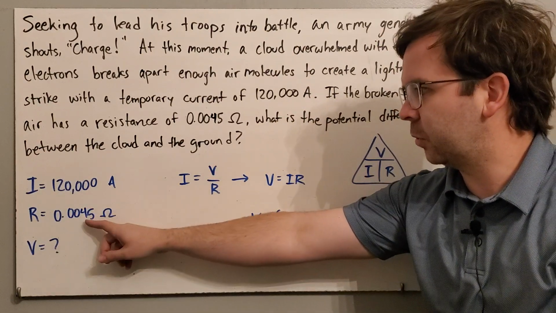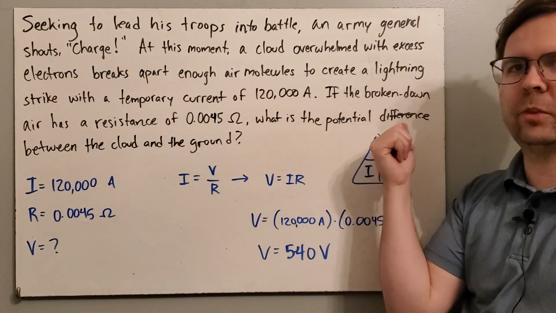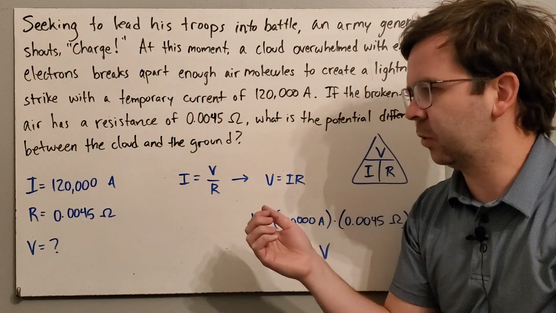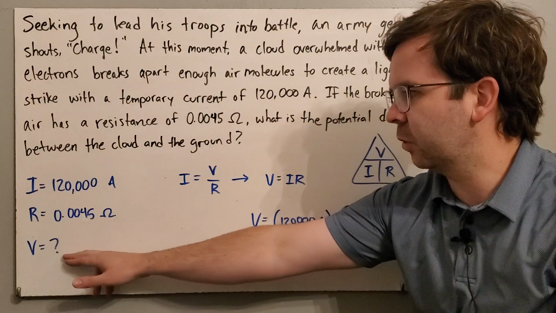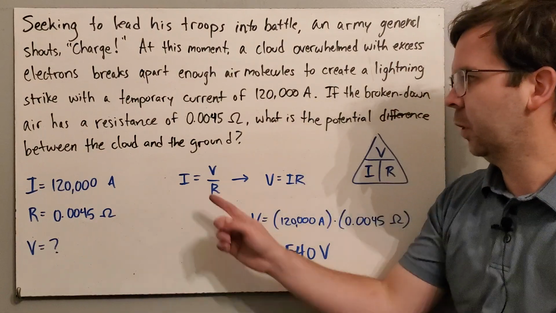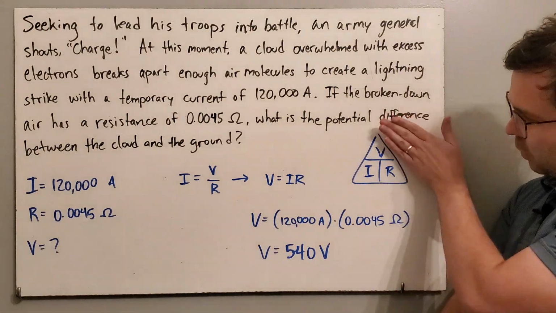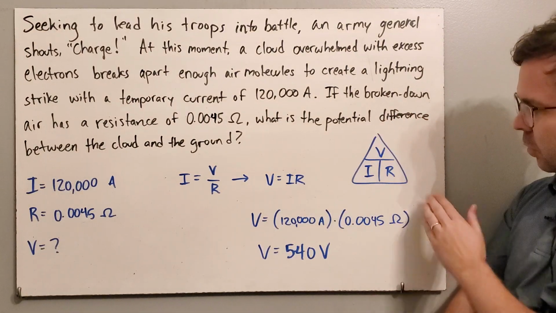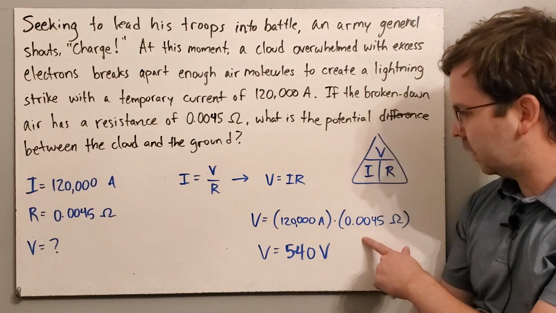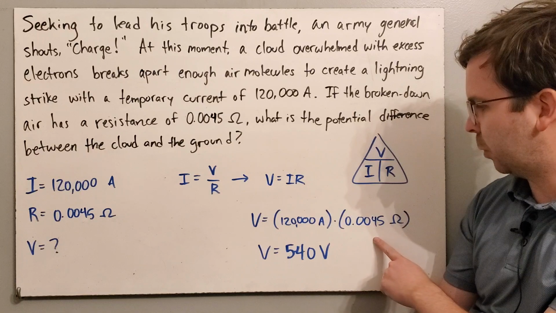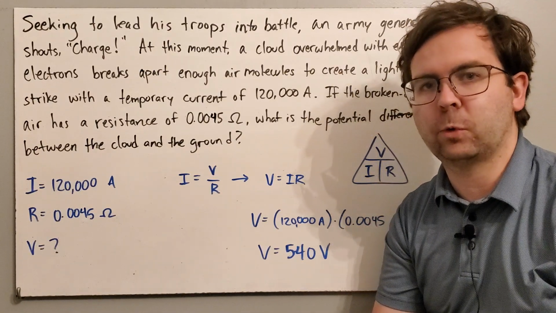The resistance is 0.0045 ohms. It says what is the potential difference, and that's another way of saying voltage. Voltage is the potential difference between 2 different points in a circuit. So the voltage is what we're looking for. So we'll take Ohm's law here and we're going to solve for the voltage. Remember, we can cover up the V and we're left with I times R for the voltage. So doing that, we have 120,000 times 0.0045, and then that gives us a voltage of 540 volts.